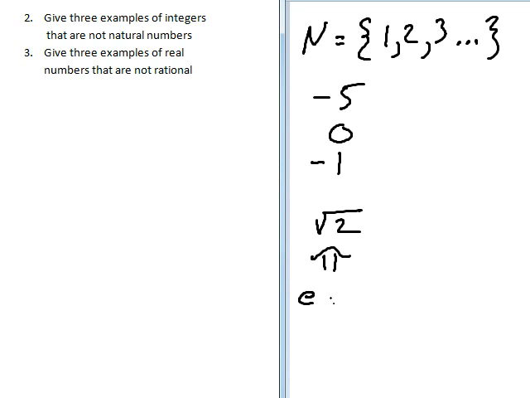Then finally, you can also do something like the square root of 5. Pretty much the square root of any non-square is going to give you such a number. So again, any 3 numbers you pick here, you're golden. Just make sure that they belong to one set and don't belong to the other. Alright, that's it for these 2. The next question we'll be taking a look at is question 4.